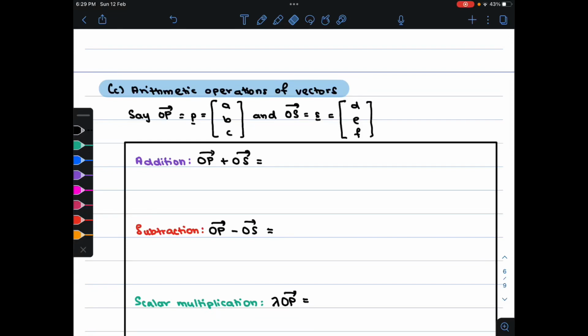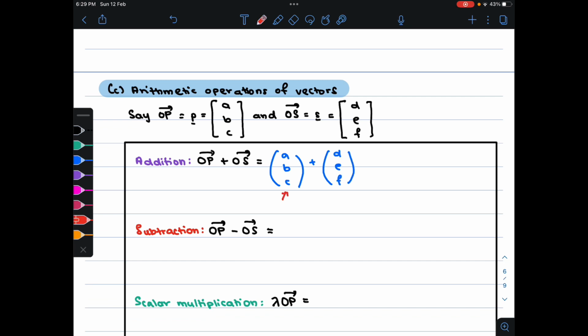Part C is called arithmetic operations of vectors. Say for example, I have vector P which is (a, b, c), and vector S which is (d, e, f). And say that I want to do addition for vector P and S. So vector P is (a, b, c), and it is added with vector S which is (d, e, f).